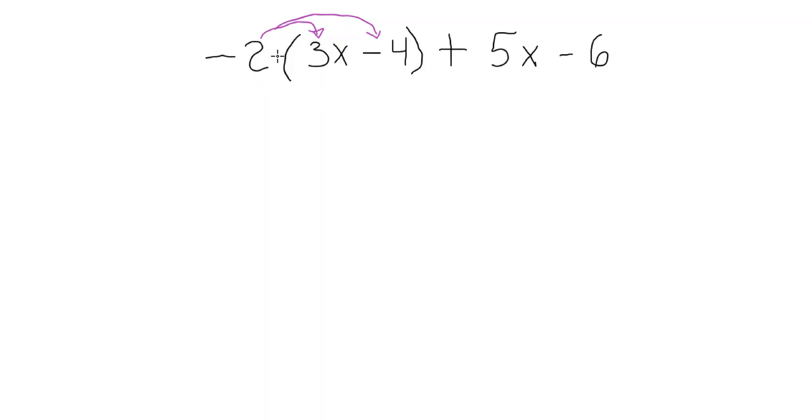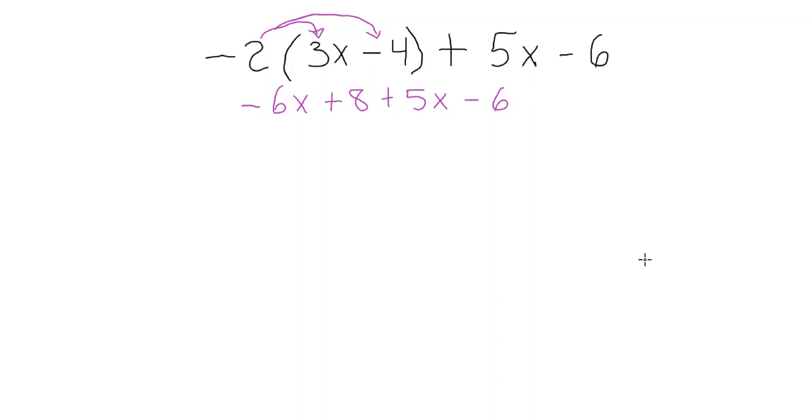So I would do negative 2 times 3 would give me negative 6, and then that x stays with it. And then negative 2 times a negative 4, because this minus is attached to that 4. This is really a negative 4. So a negative times a negative gives me a positive, so I'm going to put a plus. 2 times 4 is 8. And then I can bring down everything else. So plus 5x and minus 6.